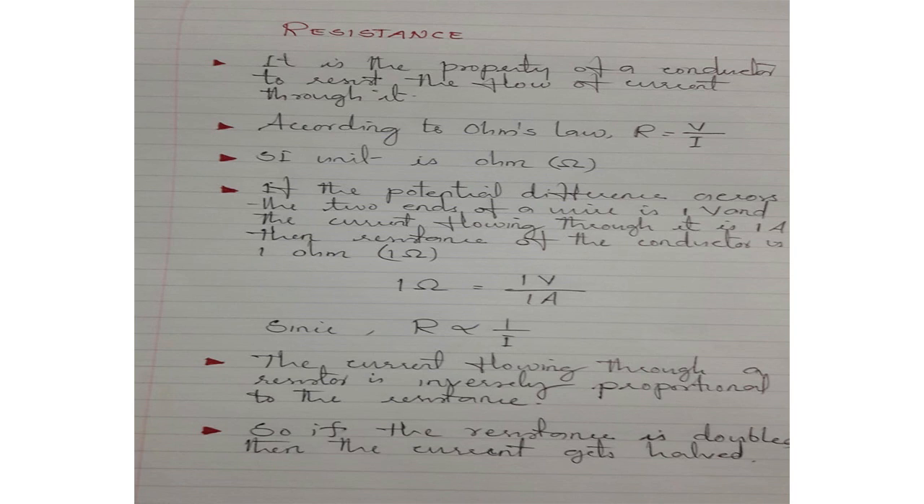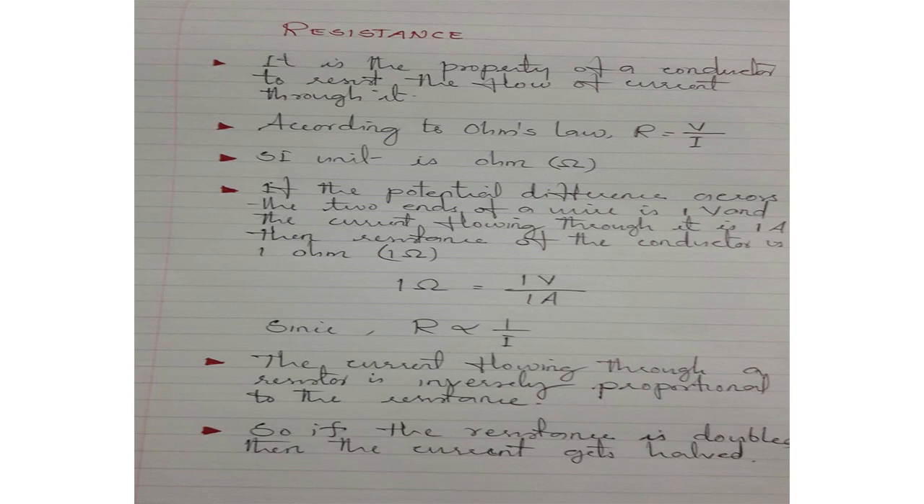If the potential difference across two ends of a given metallic wire is 1 volt and the current flowing through it is 1 ampere, then resistance of the given conductor is said to be 1 ohm. So once more we can define 1 ohm. If the potential difference across two ends of the conductor is 1 volt and the current flowing through it is 1 ampere, then the resistance of the conductor is said to be 1 ohm. So 1 ohm equals 1 volt divided by 1 ampere.